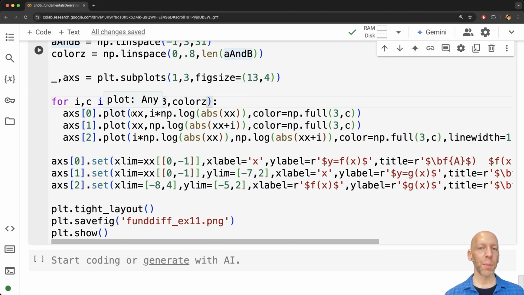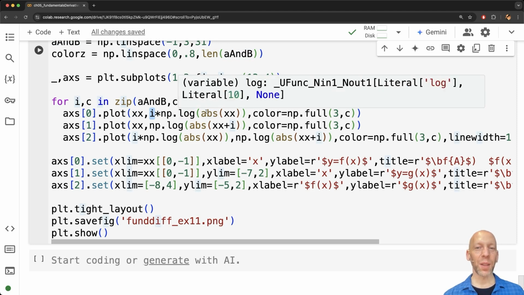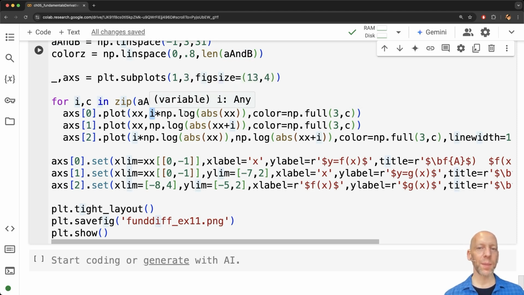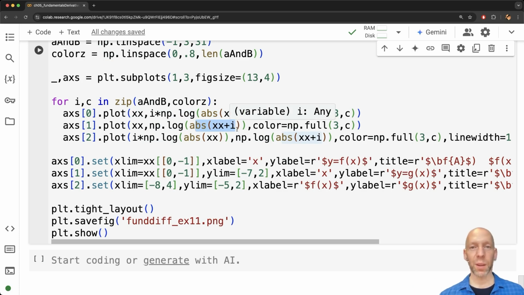Here is where I'm plotting into panel A. Here I call this variable i, but this is actually a. So a times the log of the absolute value of x. Here is the natural log of the absolute value of x plus b. This is what I call the parameter b in the book. And then here I have the function f of x by the function g of x.